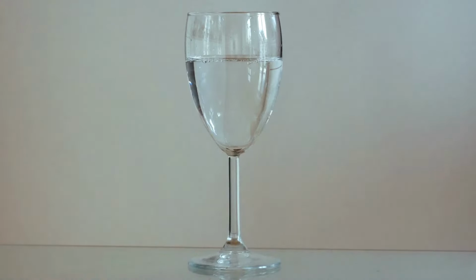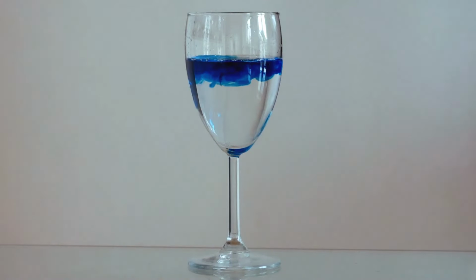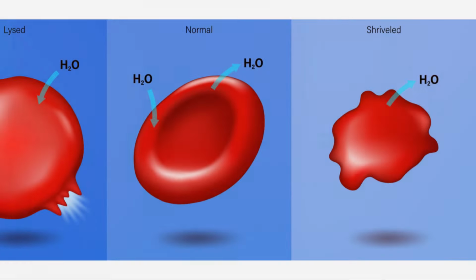What is osmosis and how does it differ from diffusion? Osmosis is the movement of water across a semi-permeable membrane from an area of low solute concentration to an area of high solute concentration. Unlike diffusion, osmosis specifically involves water.